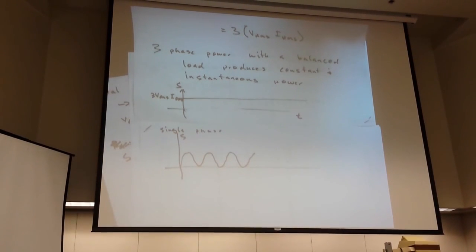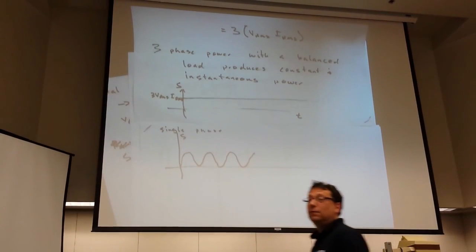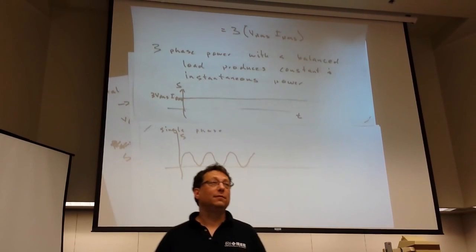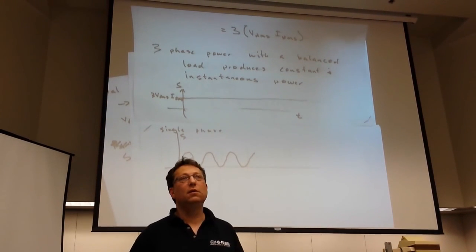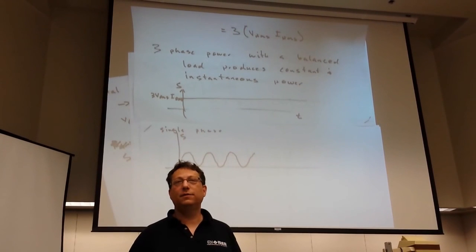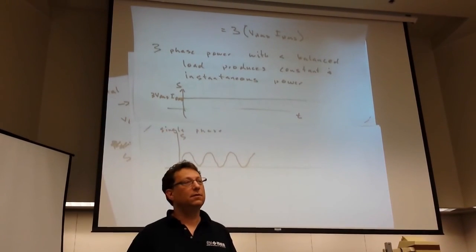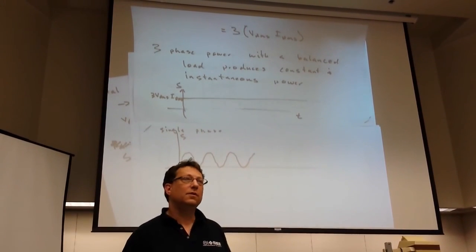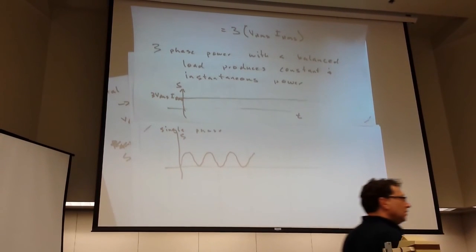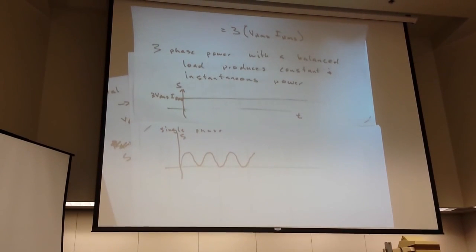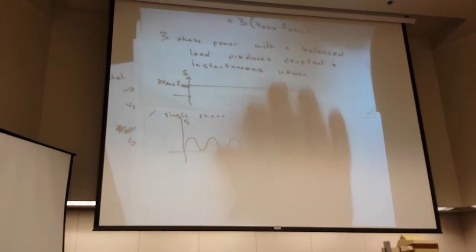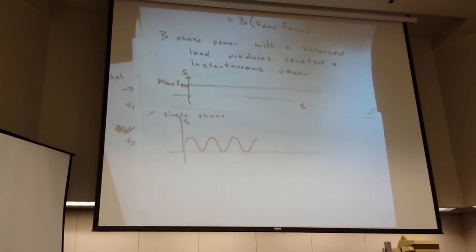Why is constant instantaneous power better? Why is it better? I brought it up once before. Why would we care about this? Why do we care about this? This is beyond the scope of the class, but if we're going to bring up this aspect that it's constant, we may as well put it in context. Why does it matter?